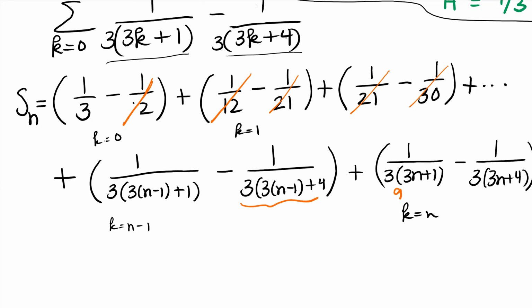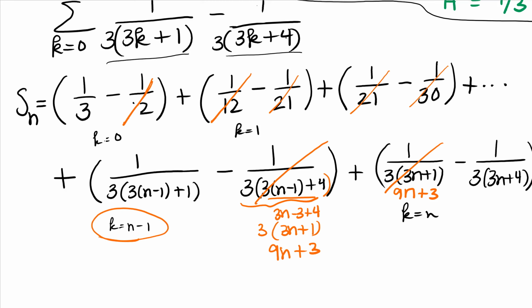If I multiply this out, this is 9n plus 3. And if we do the same thing over here, this inside is 3n minus 3 plus 4. So that would be 3n plus 1 times 3, which is that 9n plus 3. So these two terms are the same and are going to cancel. If you weren't sure, you could put in k equals n minus 2, and you'll see that guy will cancel.